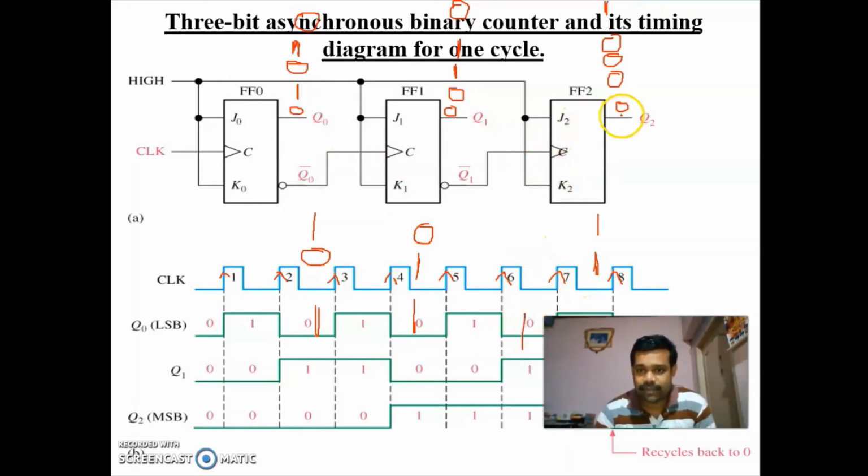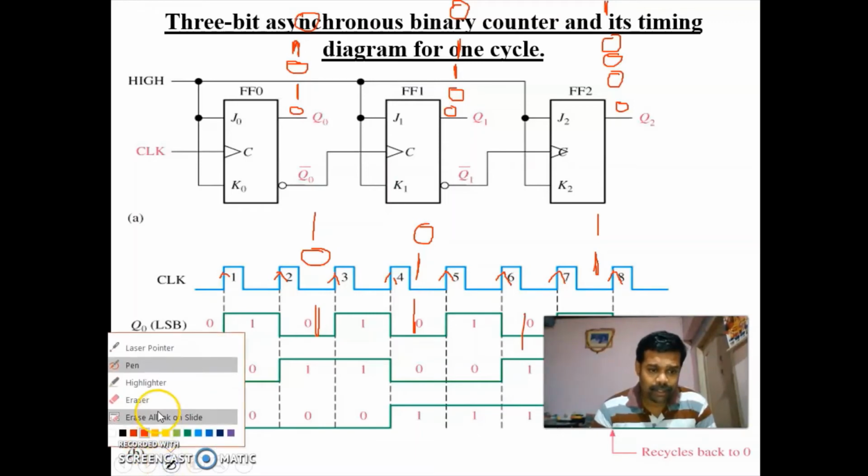So we'll check the sequence. First one is 0 0 0, then 0 0 1, then 0 1 0, then 0 1 1, then 1 0 0, then 1 0 1, then 1 1 0, then 1 1 1. The 0 to 7 sequence is clearly coming. So this is the operation.